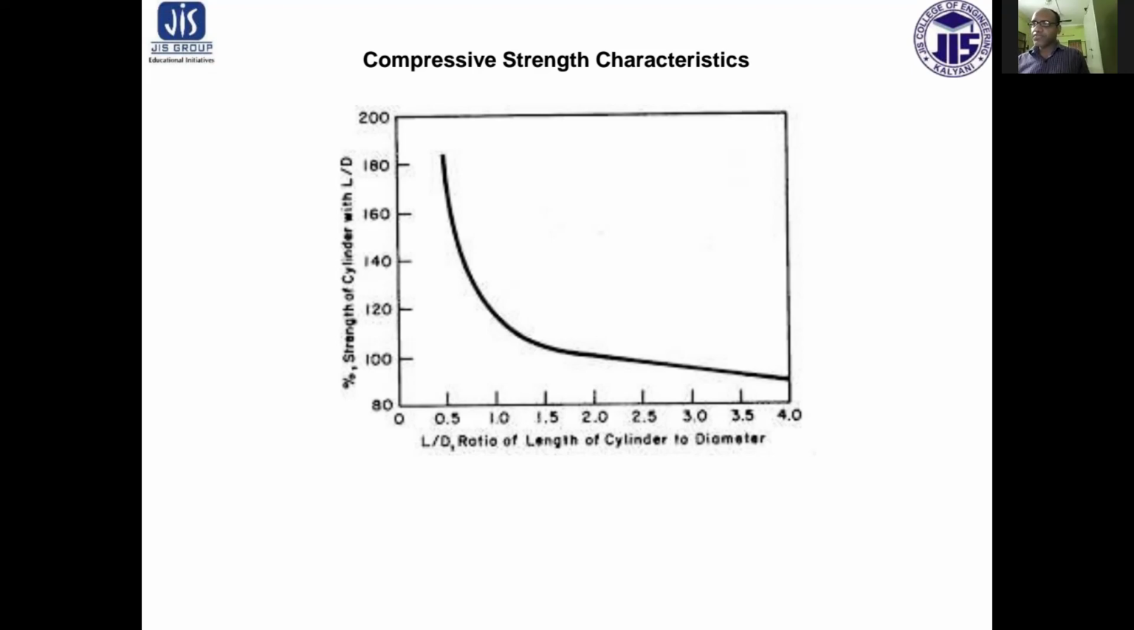It has been observed that some errors are always bound to come in the compression test due to the following practical difficulties. Since the top and bottom faces of the specimen are seldom perfectly parallel to each other, and there is always a tendency for bending of the specimen during testing, it is very difficult to apply a true axial load. And in the earlier discussion we have seen that when the L by D ratio is more than 5, the material fails under buckling load.